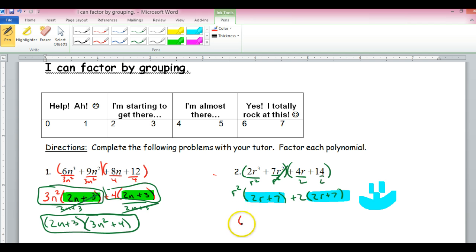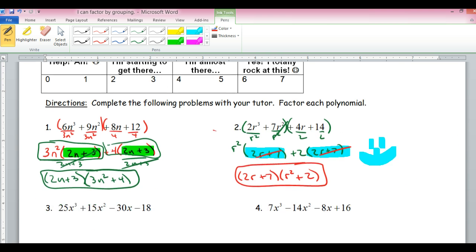What are the common binomials? 2r plus 7. And what do I have left over here? r squared. What do I have left over here? 2. Okay, let's do a couple more examples.